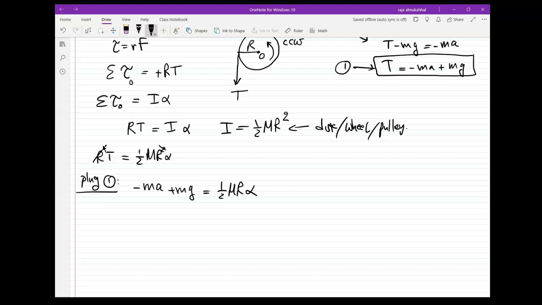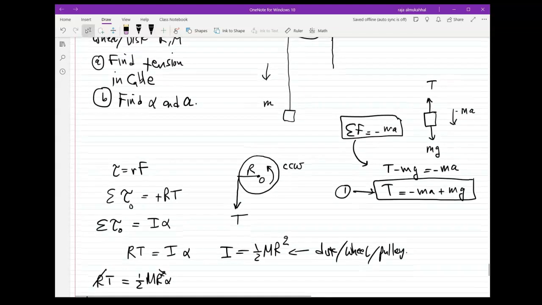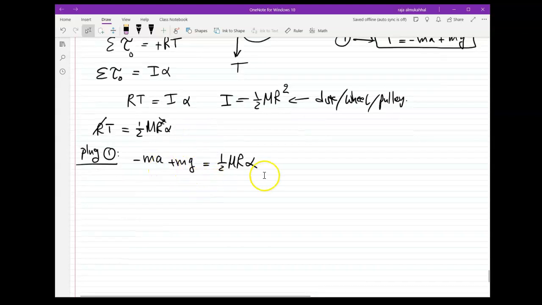Let me solve. Remember, the problem says find the tension T and find alpha and A. Let me find alpha first, just because I can see it in front of me right here. What is A here? A is equal to alpha R, correct? I can take that and plug it in here, then I have alpha R here, and I can solve for alpha. Do the algebra and solve for alpha.